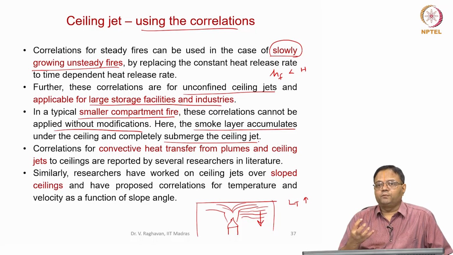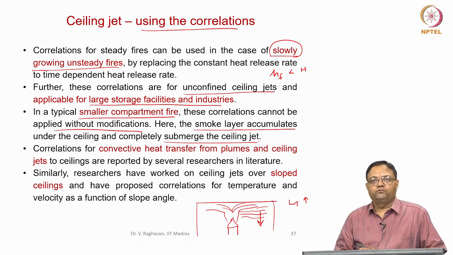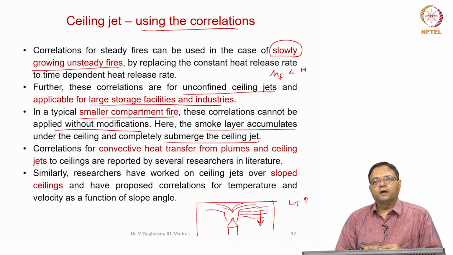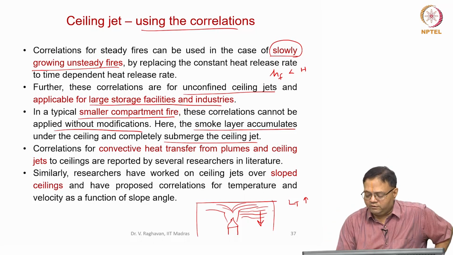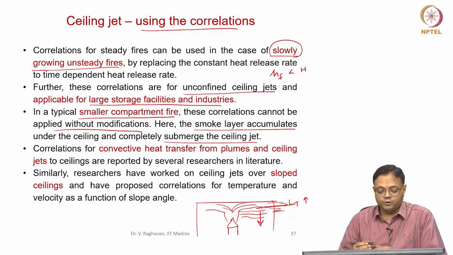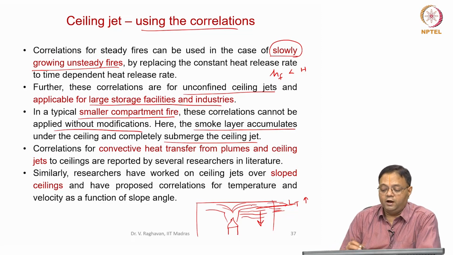So, when these correlations are proposed, there are two things which were considered. One is the constant heat source, another one is that the layer thickness was also taken as constant. That means, with some ventilation, steadily the flow goes out, so that maintains the thickness at a particular level. So, when you have some unsteadiness in that way, then you have to modify this.